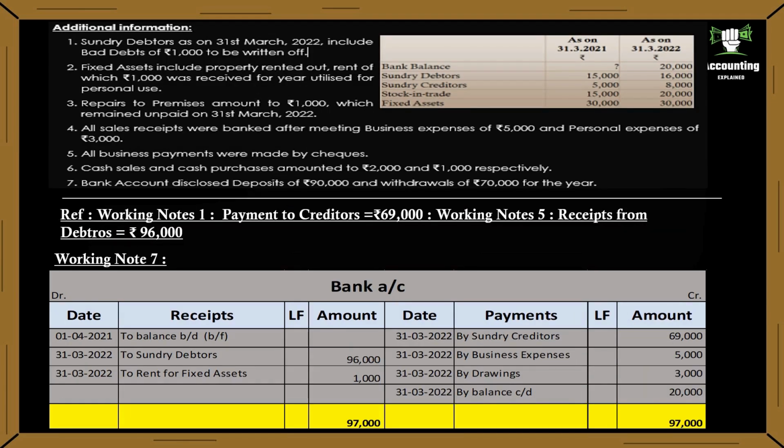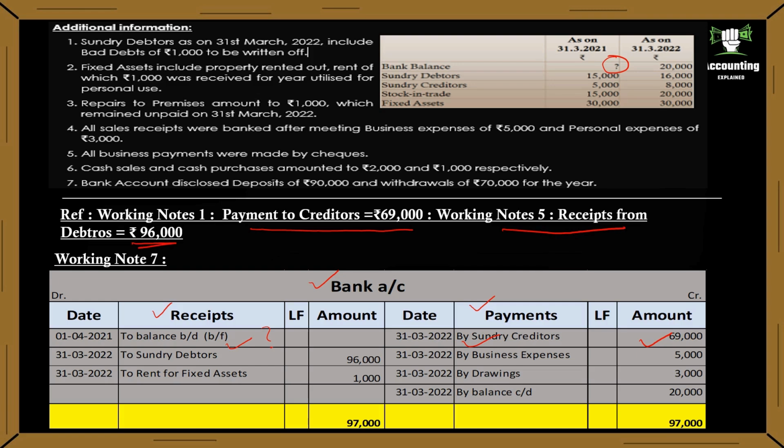Next, we will do bank account. Bank account will have on the debit side receipts and on the credit side payments. In the bank account, see the question, the opening balance is missing. We have to find it out. So on 1/4/21, we write to balance brought down and we leave it. So that will be our balancing figure. On referring to our working note 1, we know that the payment to creditors is 69,000. So we write on the payment side by sundry creditors 69,000. Next, working note 5, receipt from debtors is 96,000.